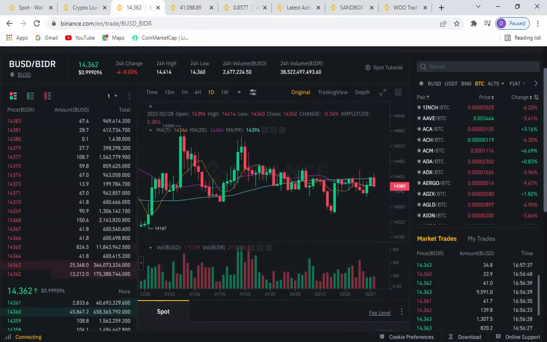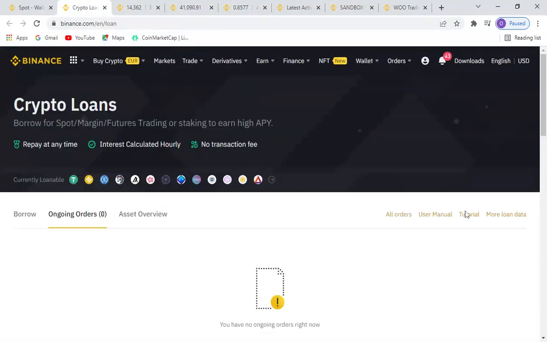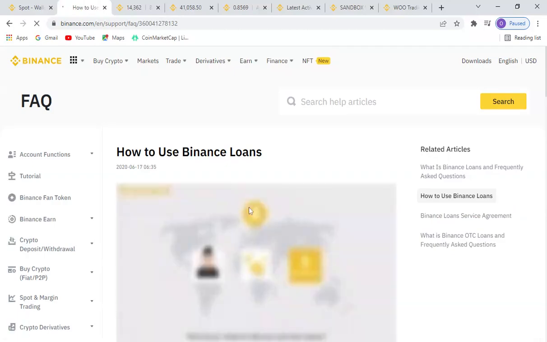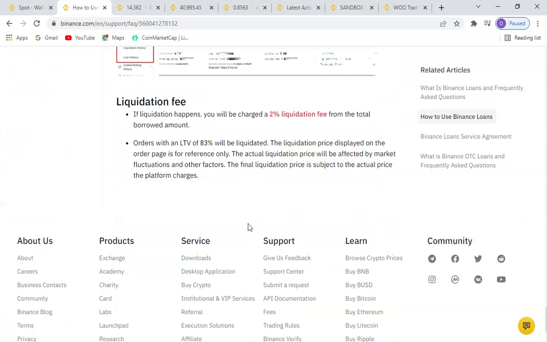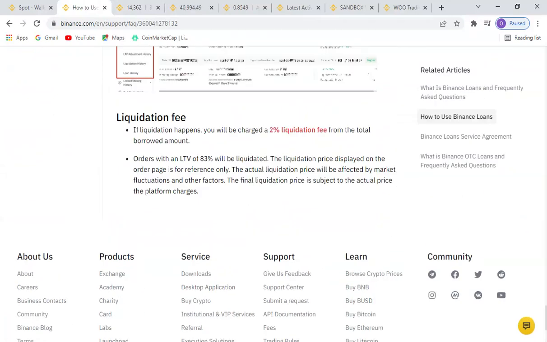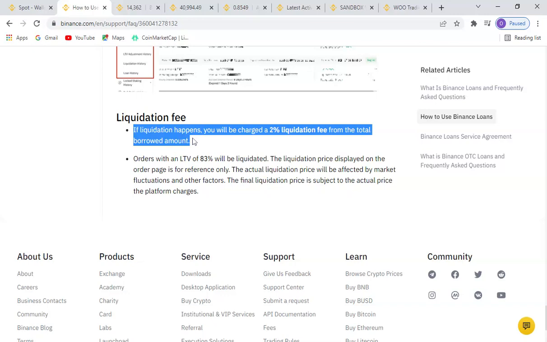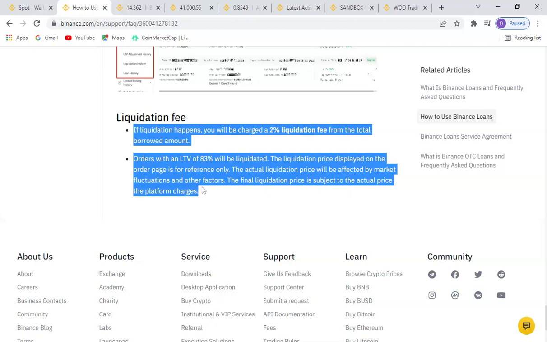So these are some of the ways users use this on the Binance platform. You can also decide to renew your orders if you want to renew a crypto loan. There's a user guide here that talks about some of the basic questions users will want to know when using the Binance Crypto Loans suite. You need to understand the liquidation fee: if liquidation happens, you will be charged a 2% liquidation fee from the total borrowed amount, and orders with an LTV of 33% will be liquidated after Binance has notified you severally.